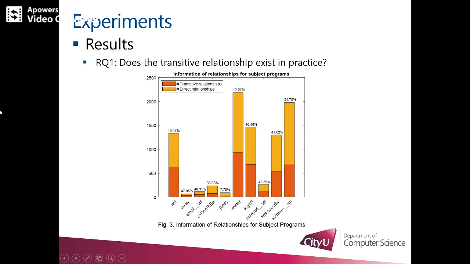We first determine whether transitive relationships exist in the actual programs. We count all transitive relationships containing 3 classes, such as Class A's method A1 invokes Class B's method B1, and method B1 invokes Class C's method C1. Figure 3 shows the percentage of transitive relationships in all relationships. Transitive relationships exist in all programs, and in 7 of 10 programs, the percentage of transitive relationships exceeds 40%.